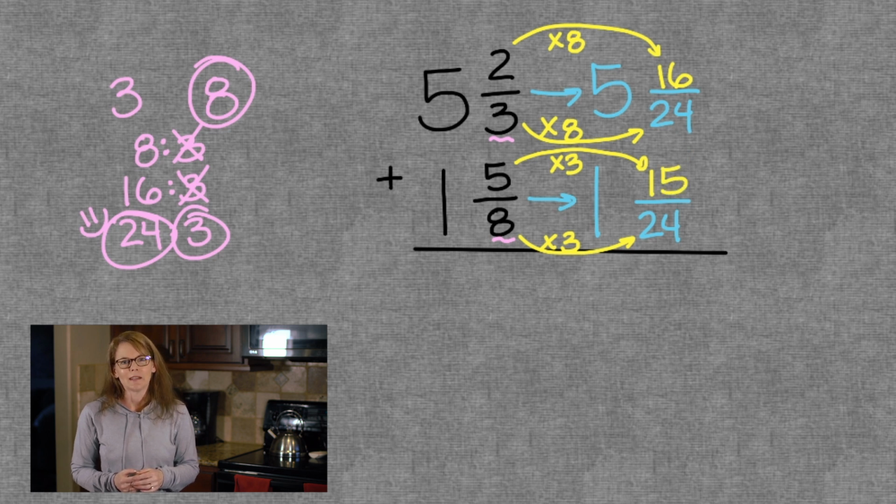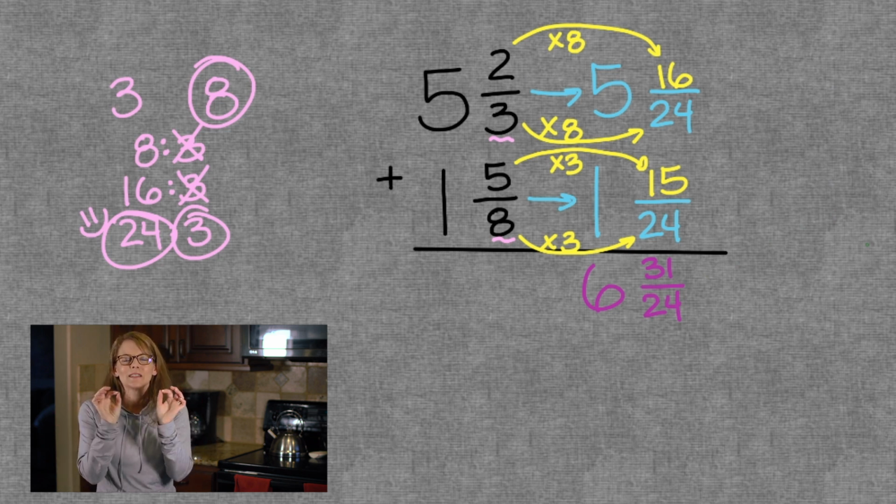I'm ready to add. 5 plus 1 equals 6, our whole number. 16 plus 15 equals 31, our numerator. The 24 just drops on down for a total of 6 and 31/24ths. Yay, we did it! Is it time to circle our answer and be done? Nope, not yet. Why not, we all ask? What's wrong with the form that it's in? Right, we have an improper fraction.